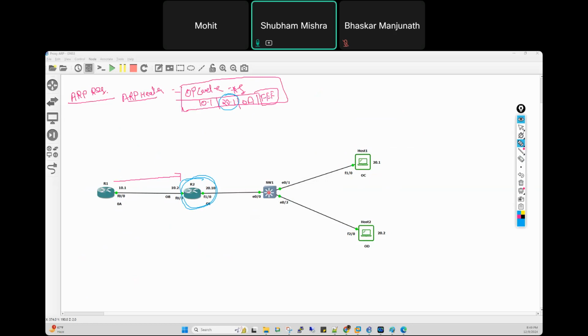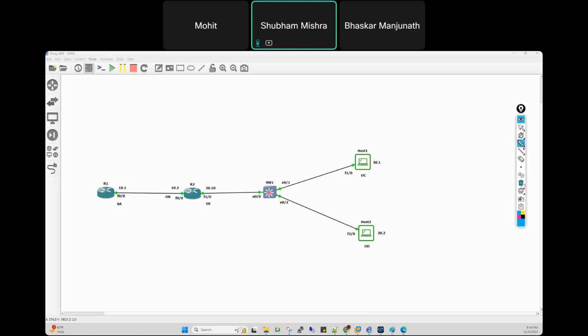Now tell me, when you check the routing table of R2, how many networks will you get? That is a very important concept, guys. Please focus. This router has the 10 network and this router has the 20 network. Agree? Yes or no? Bhaskar, are you sleeping? Do you understand something?